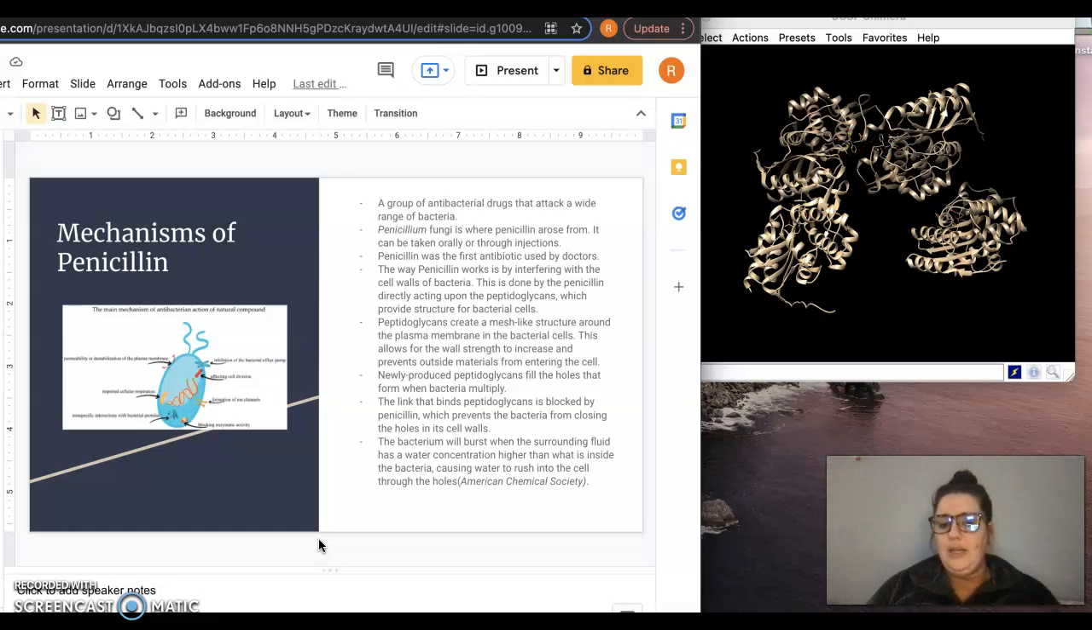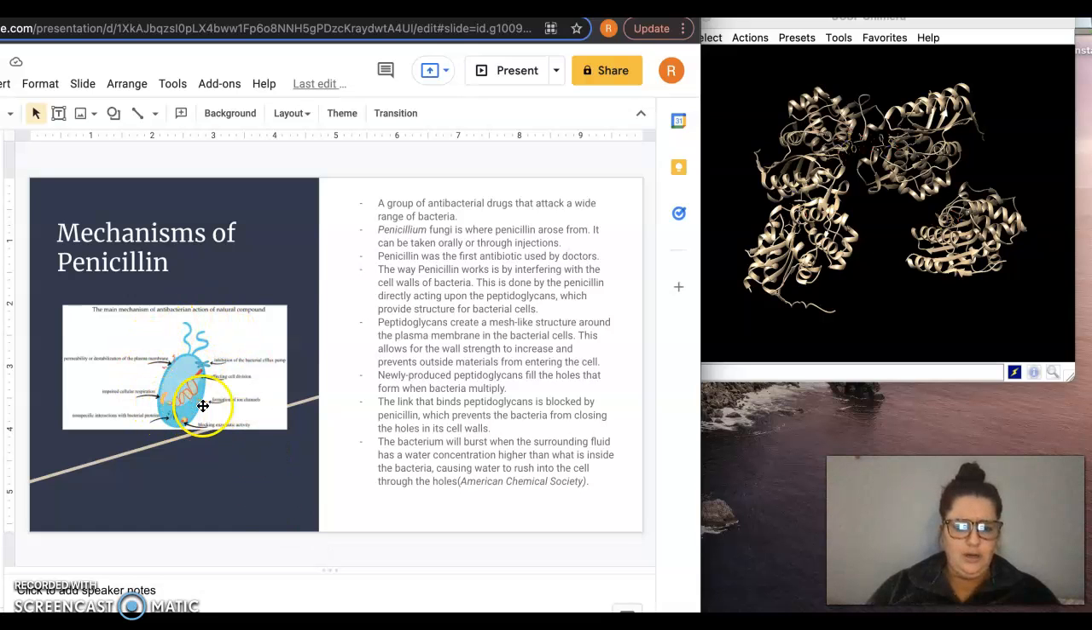Because they have these openings, the bacterium will burst when the surrounding fluid from the outside environment has a water concentration higher than what is inside the bacteria, which causes the water to rush into the cell through the holes, and that is when the cell bursts.